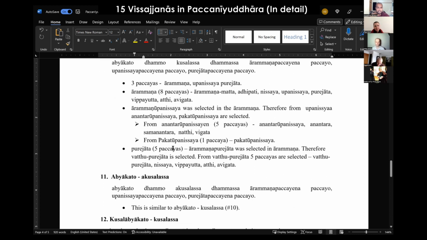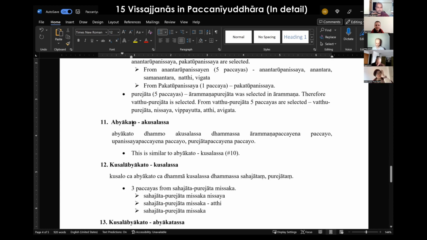And from the purejāta, there are 5 paccayas. The ārammana purejāta was selected in ārammana here. So therefore, the vattu purejāta is selected here, right? Because the ārammana purejāta was selected in ārammana. So from vattu purejāta, there are 5 paccayas selected: vattu purejāta, nissaya, vippayutta, atti, and navigata. Right? So we are looking at 5 paccayas here.